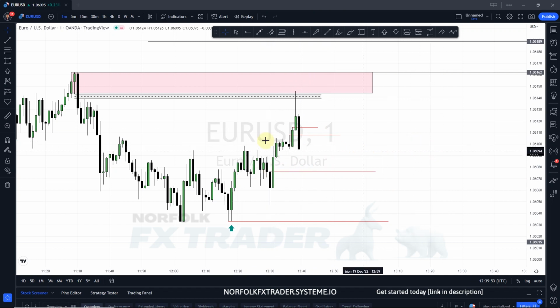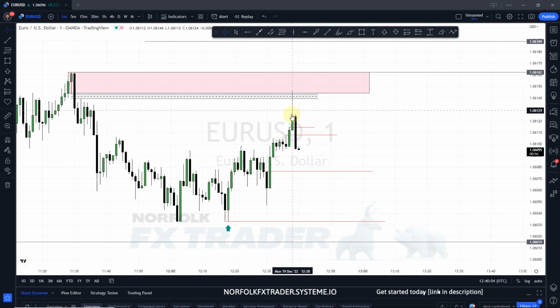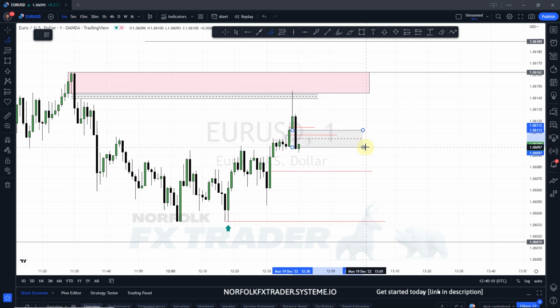Now, what did I say would happen when we filled this imbalance into that supply? We got that spike. We got that spike. We're getting that reversal. Okay, so there is your big reversal. Now, what's left over is this area of imbalance. Potentially you can see a pullback into the imbalance and then a drop.